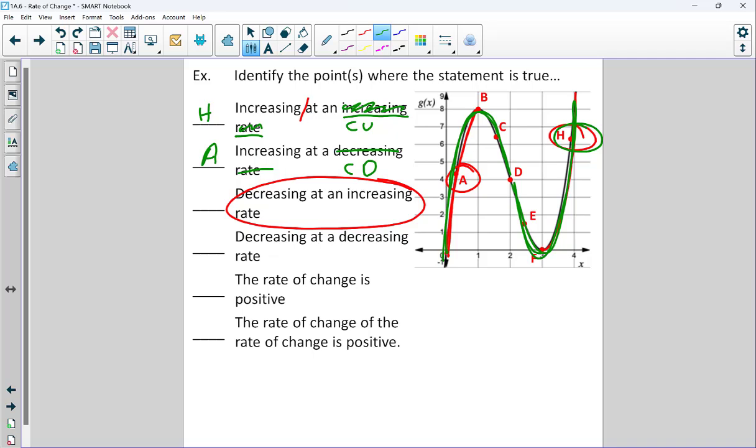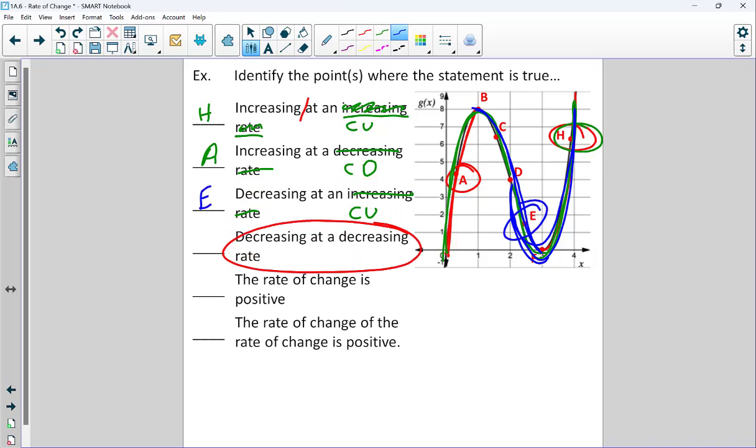Decreasing at an increasing rate really means concave up. So decreasing and concave up, so decreasing is going to be this portion of the graph right here. And concave up is on this portion of the graph, that's going to be point E. Decreasing at a decreasing rate, that's going to be point C because it's decreasing and concave down.